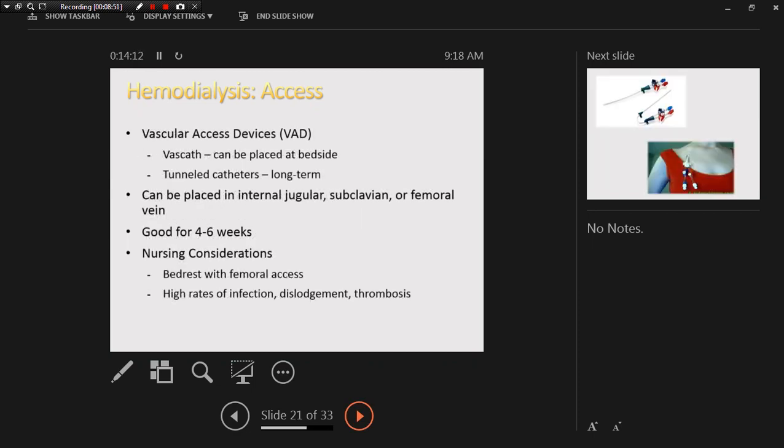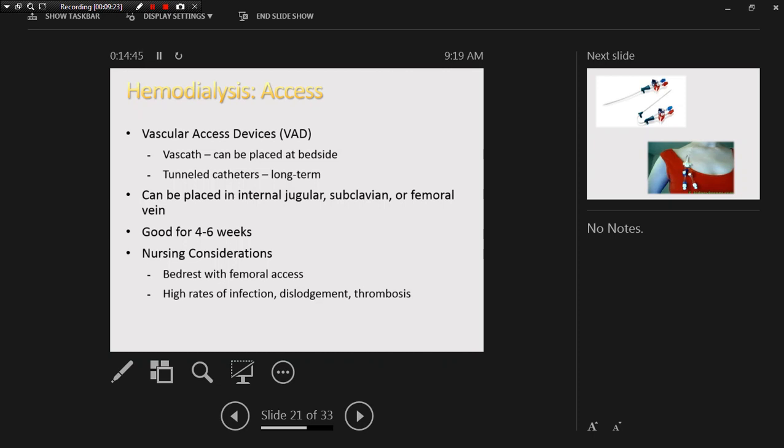So, VAS casts, we're going to talk about this just a little bit more. VAS casts are considered venous access devices, but they're bigger than a triple lumen catheter, bigger than a PICC line. They can be placed at the bedside. They're not a tunneled catheter, so they are placed directly into the internal jugular or the subclavian, very much like a normal central line. They terminate in the exact same place that a central line and a PICC line do.